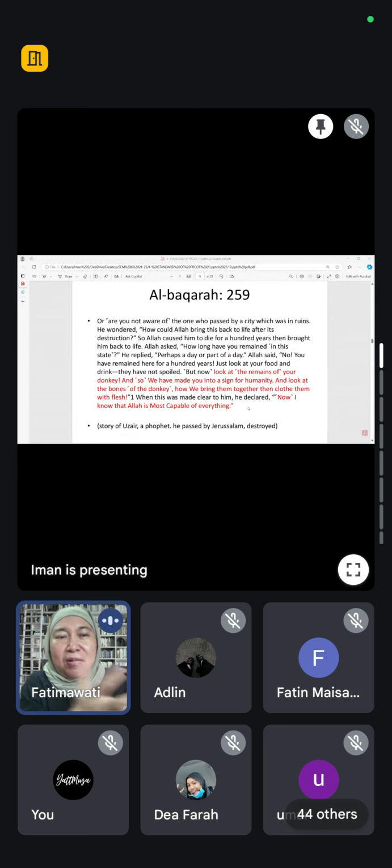The donkey is dead, only bones left, because it's been so long. But Allah said, we have made you into a sign for humanity, and look at the bones of the donkey, how We bring them together and clothe them with flesh. So what Allah did, He gathered the bones, everything, put them back, and it became a donkey again.